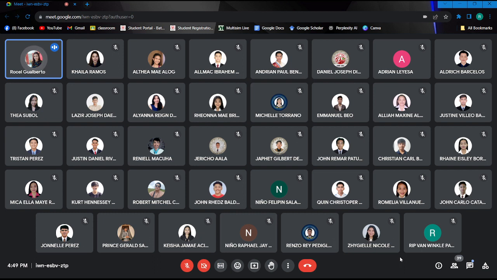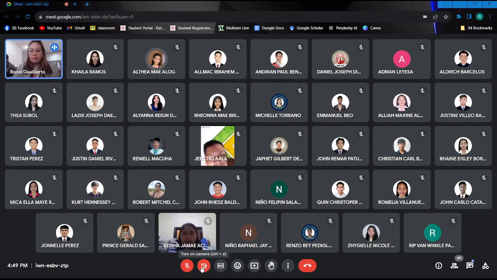So, who has a question? Malinaw na po ba? So these are the two numerical values. They are equivalent if you are dealing with an acceleration due to gravity on the surface of the Earth.